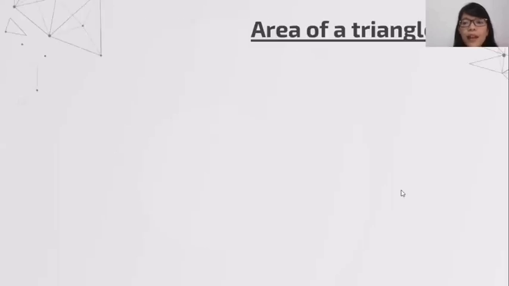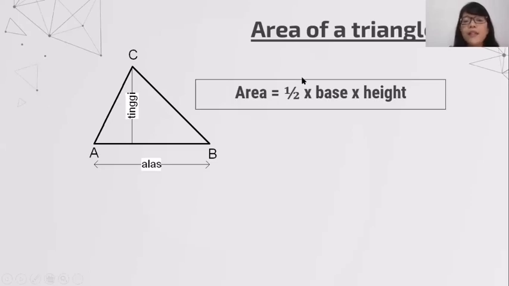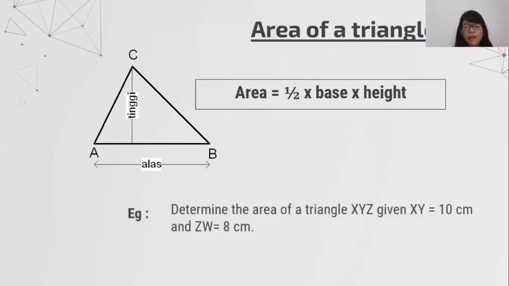Nice. So we'll talk about the area of a triangle. As I told you before, when we talk about the area of a triangle, you guys maybe usually use this formula, half times base times height. Okay, so this one is base and this one is height, or some say altitude. It's up to you. Okay, so area of triangle, half times base times height. And then here I have an example.